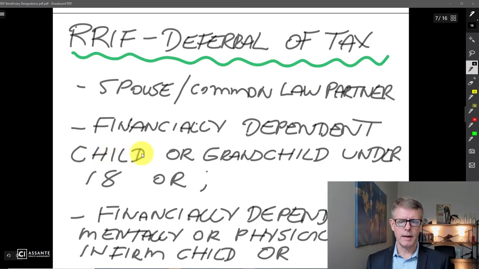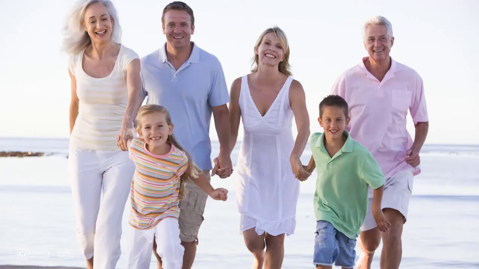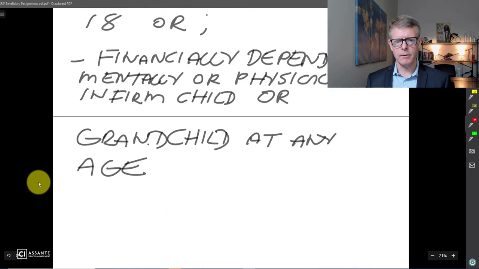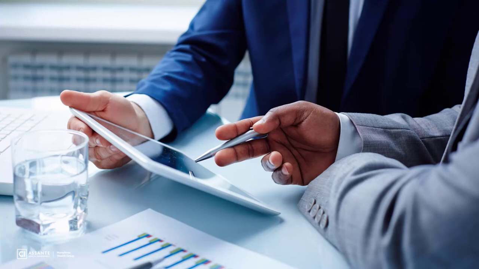There are a couple of exceptions to the tax deferral. So if there's a financially dependent child listed on the account or grandchildren under the age of 18, there can be a rollover of assets on a tax deferred basis. And as well, if there's a financially dependent, mentally or physically infirm child on the account, that can lead to some tax deferral, and grandchildren also apply under those guidelines. So those are rare exceptions, but they are out there. But principally, deferral of tax on a first-to-die, on a last-to-die situation, that's when the tax bill typically gets triggered.